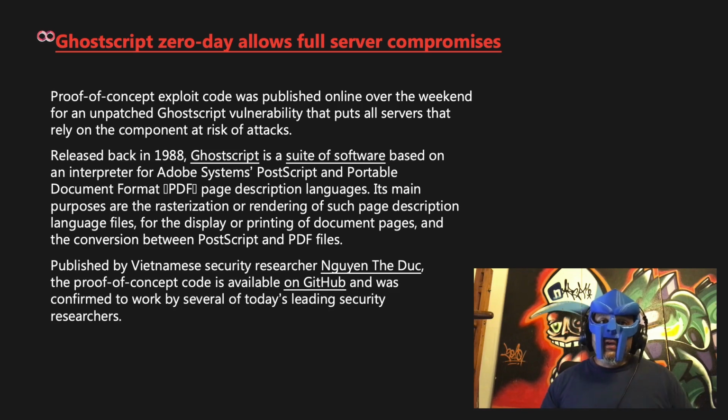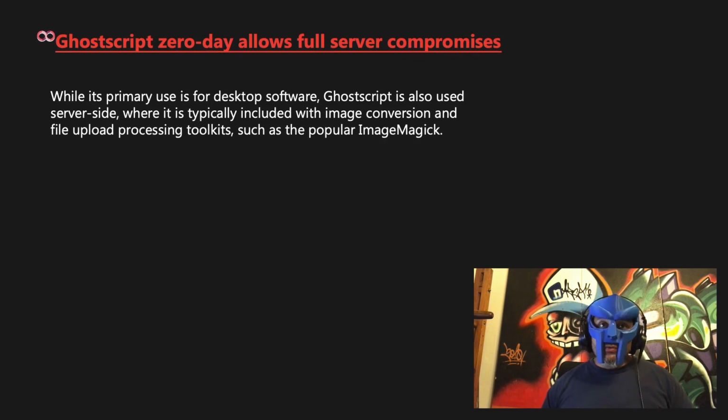Published by Vietnamese security researcher Nguyen The Duc, the proof of concept code is available on GitHub and was confirmed to work by several of today's leading security researchers. While its primary use is for desktop software, Ghostscript is also used server-side, where it is typically included with image conversion and file upload processing toolkits such as the popular ImageMagick.